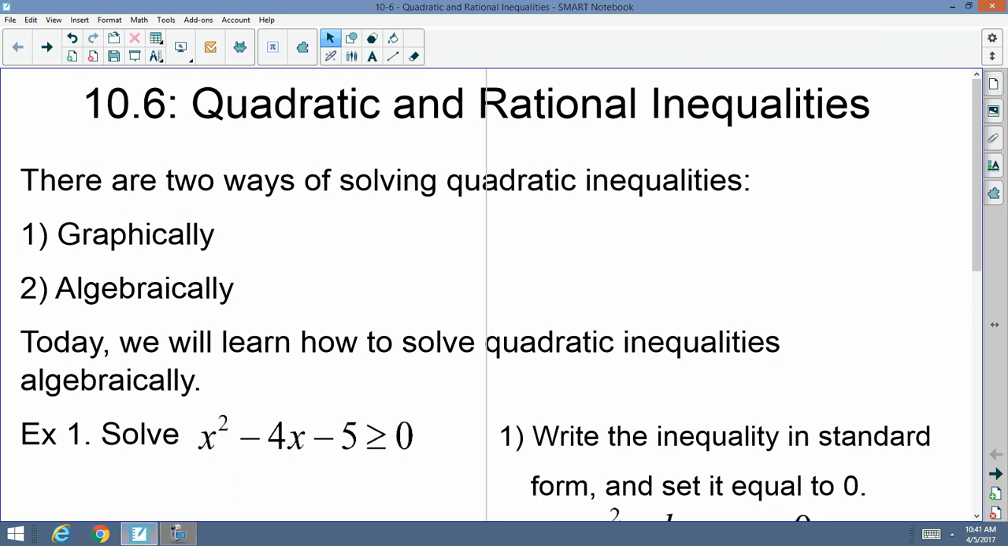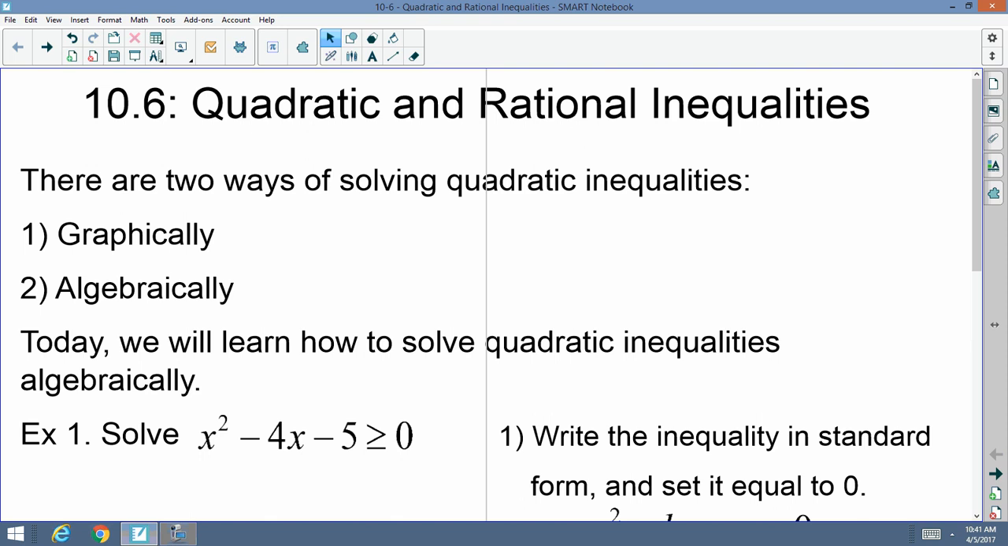So, there are two ways of graphing inequalities, okay? Quadratic inequalities. Graphically and algebraically. Now, if you're going to solve it graphically, you solve like normal. Find the axis of symmetry, find the vertex, find the y-intercept. You can find the x-intercepts if you want. Go ahead and find their mirror images. You graph it, and then you got to shade, okay?